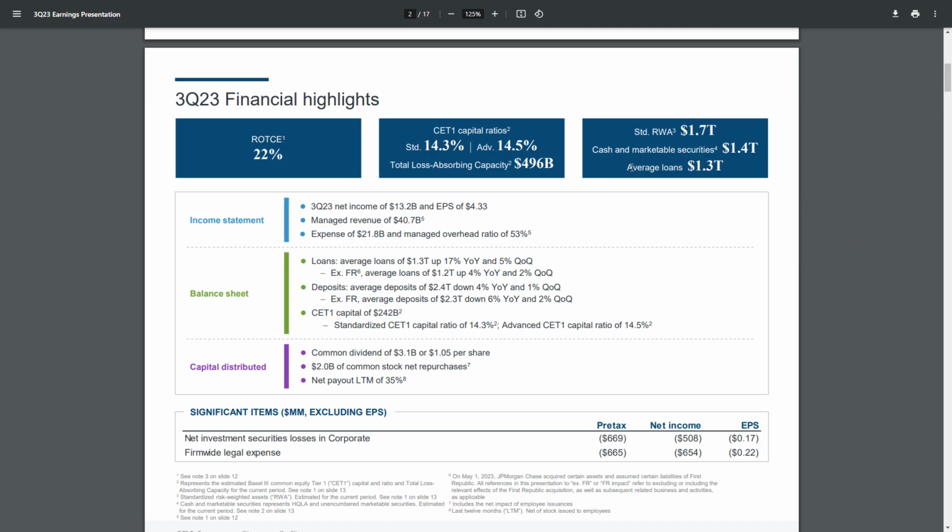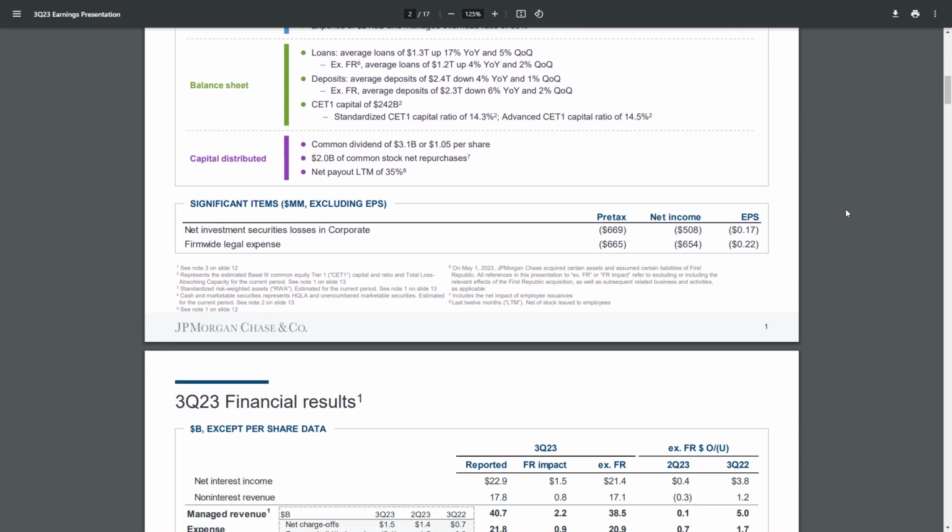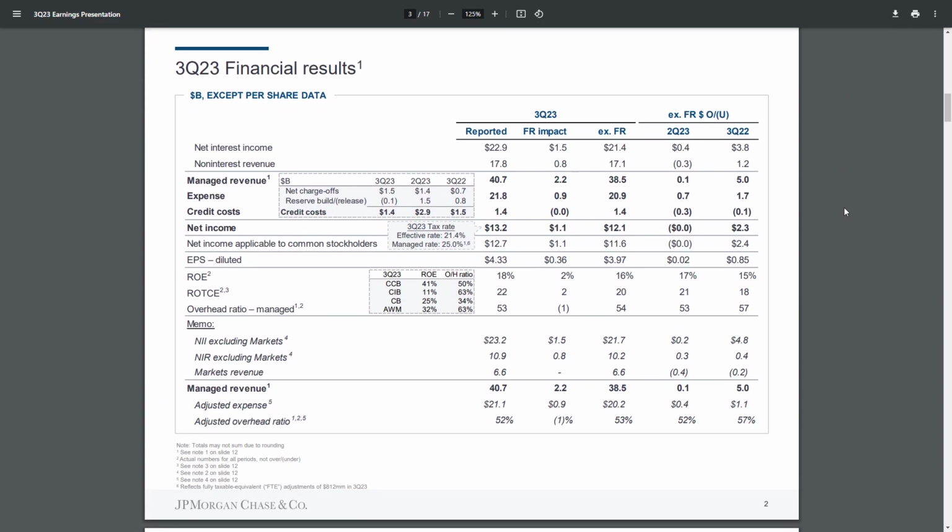Now, this company continues to maintain average loans greater than $1 trillion, and their total assets are still sitting around $2 trillion. So this is a massive company. As we come down below, you can see net interest income. Again, this is interest income minus interest expense. You can see these numbers right here. When you're looking at FR impact, that is the First Republic, the bank that they assumed earlier this calendar year on a very sweetheart deal.